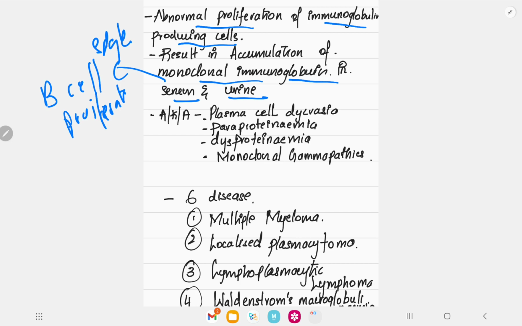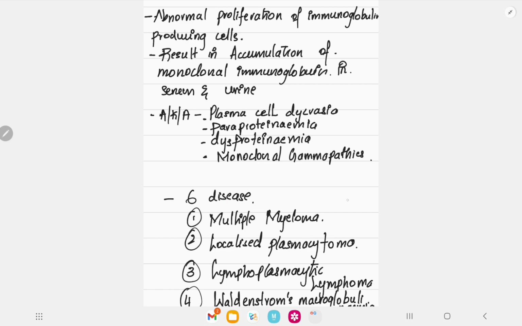In serum and urine you can see these abnormal immunoglobulins or elevation of light chain or heavy chain. So what is plasma cell disorder also called as? It is called plasma cell dyscrasia, paraproteinemia, dysproteinemia and monoclonal gammopathies. So what does all this include? It includes 6 diseases. So what are these 6 diseases?